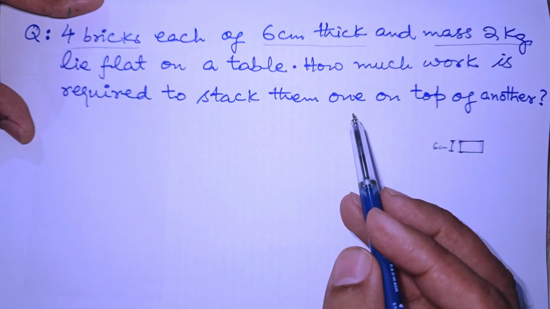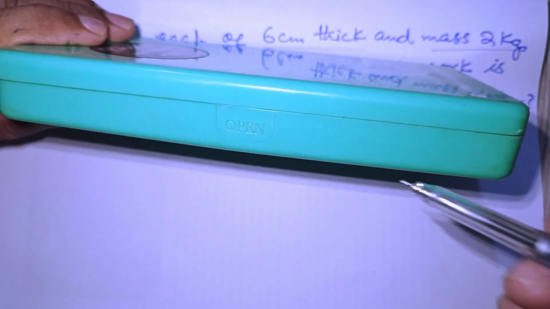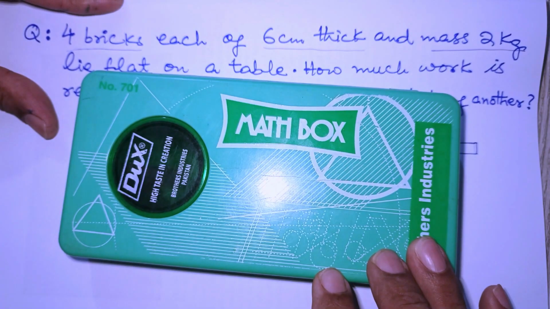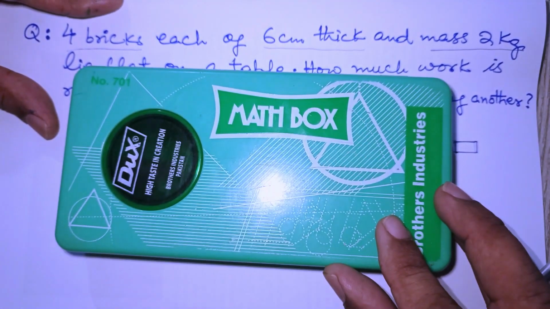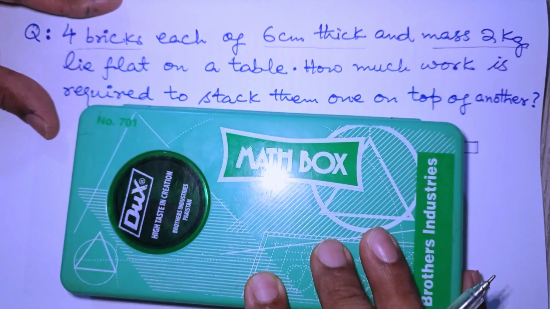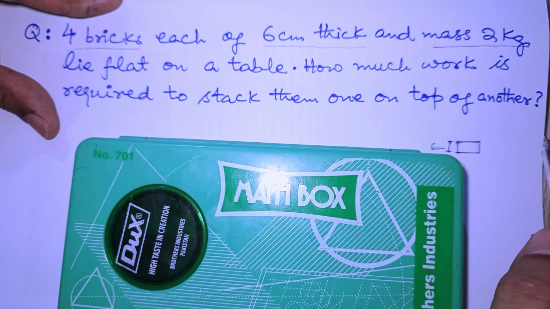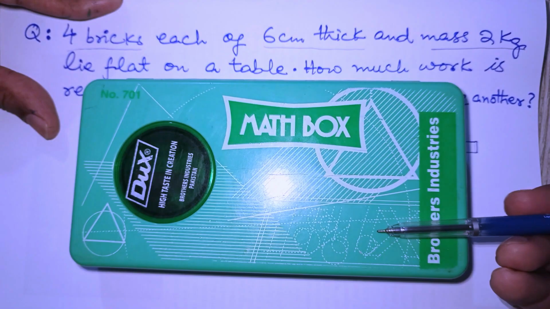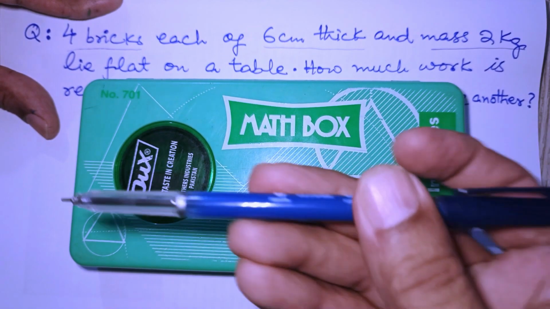They lie flat on a table. Say this is a brick. Its height is this one. This is the height, 6 centimeter. We have such 4 bricks. What are they asking? They are lying on a table like this. Now what we have to find is how much work is required to stack them one on top of another. We have to stack 4 such bricks on the table over one another: 1, 2, 3, 4, like this.